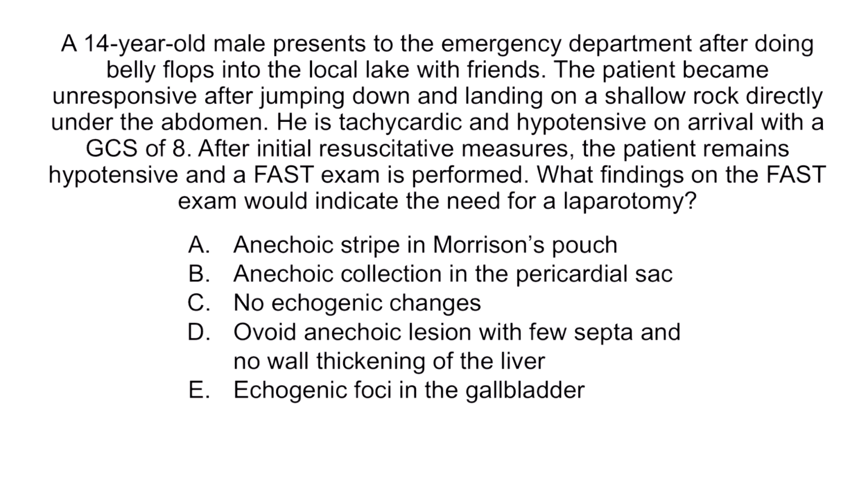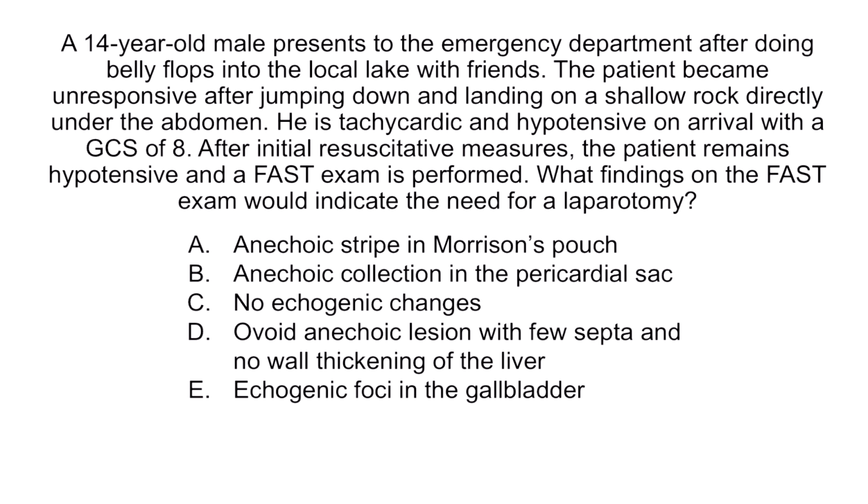He is tachycardic and hypotensive on arrival with a GCS of 8. After initial resuscitative measures, the patient remains hypotensive and a FAST exam is performed. What findings on the FAST exam would indicate the need for a laparotomy? A. Anechoic stripe in Morrison's pouch. B. Anechoic collection in the pericardial sac. C. No echogenic changes. D. Ovoid anechoic lesion with few septa and no wall thickening of the liver. And E. Echogenic foci in the gallbladder.